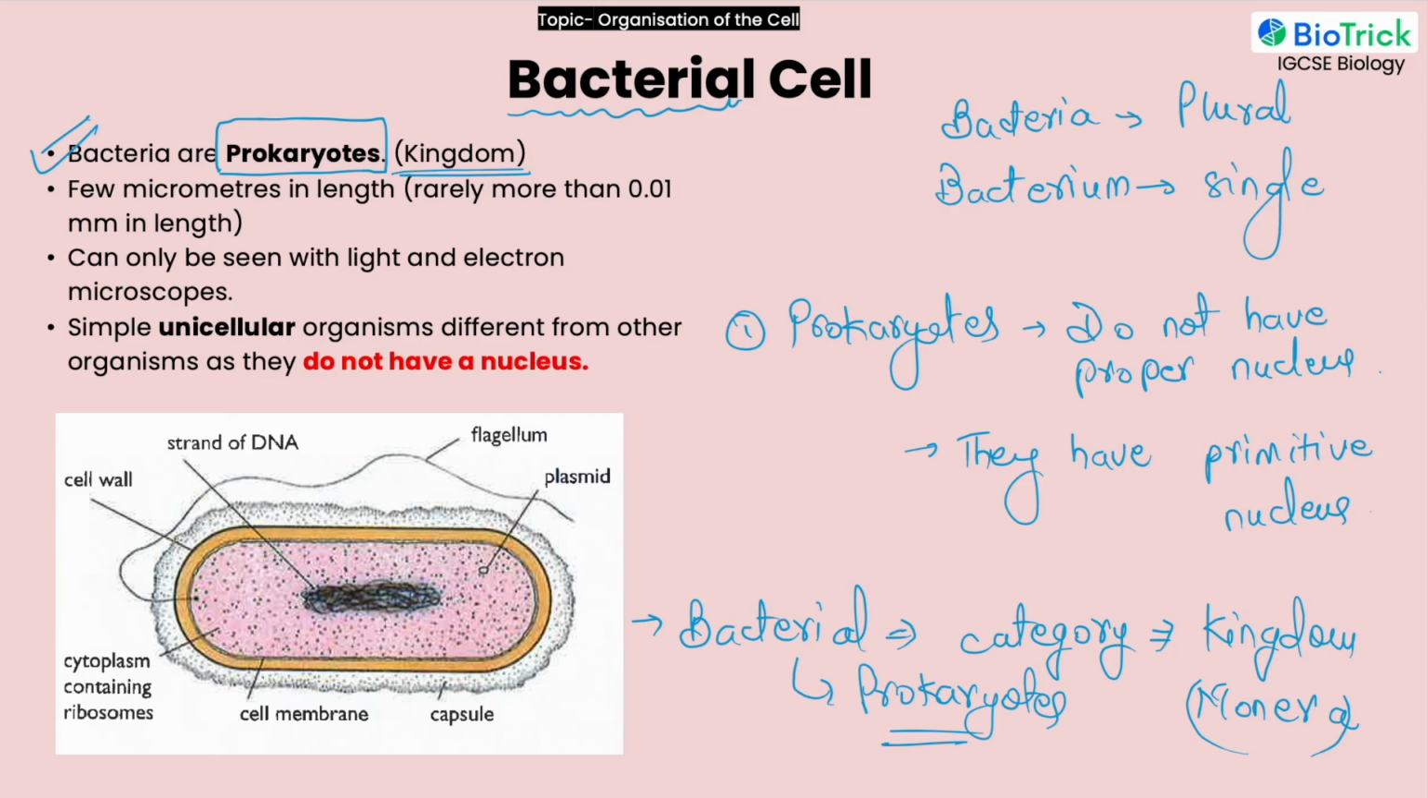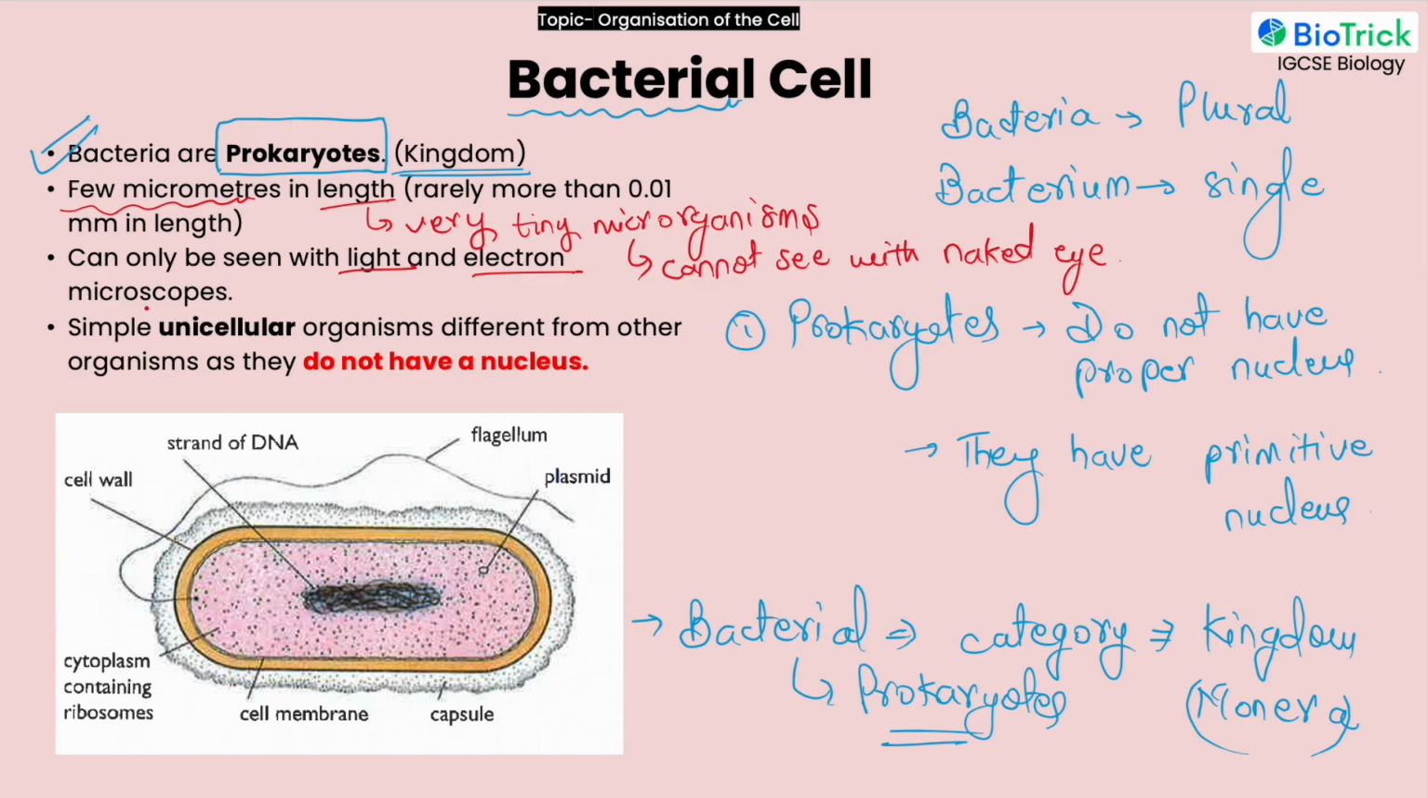Next is that bacteria are a few micrometers in length. That is, they are very tiny microorganisms that we cannot see with the naked eye. They can only be seen with the help of a light or electron microscope. They are very minute organisms.